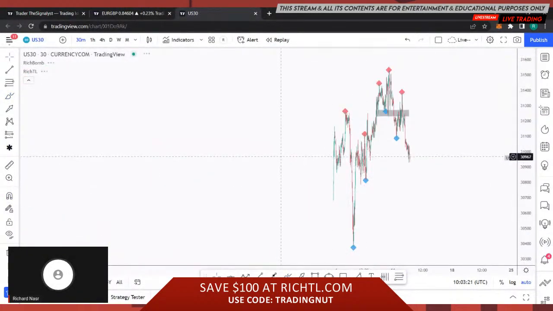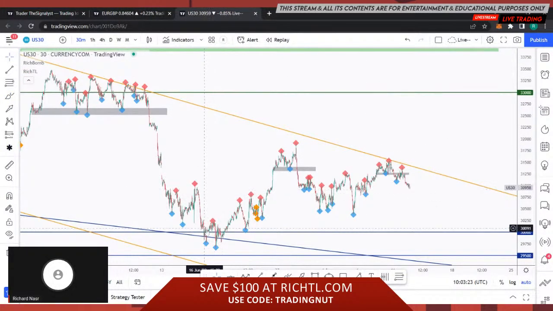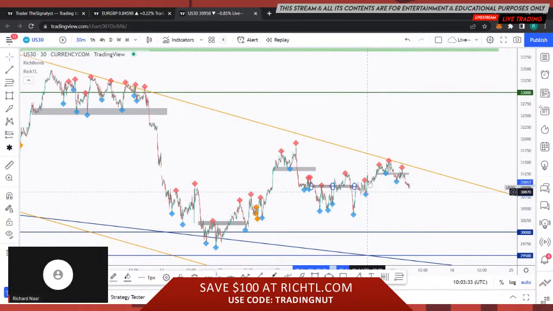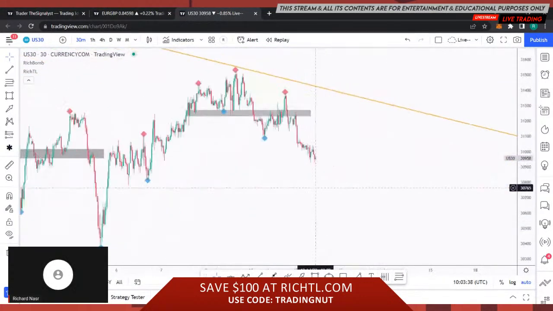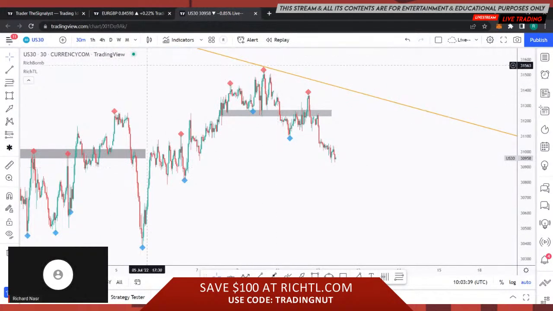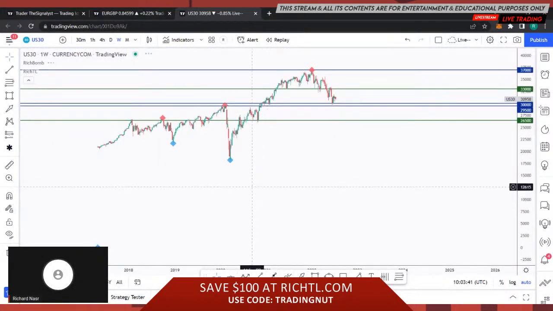Next, US 30, a very similar movement. Bulls took over. Here we go. Bears took over, and then the bulls took over. We had a massive movement downward from here. We traded higher. We rejected this area. Traded higher. The bears took over right here. Okay. Anyway, let's go back to weekly.